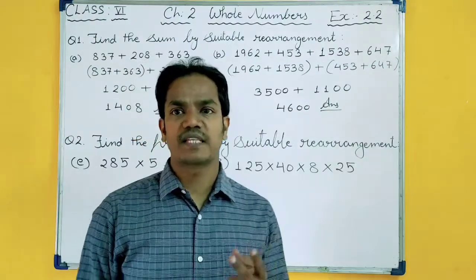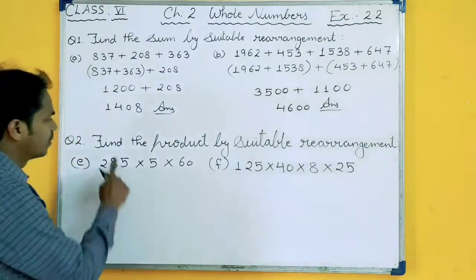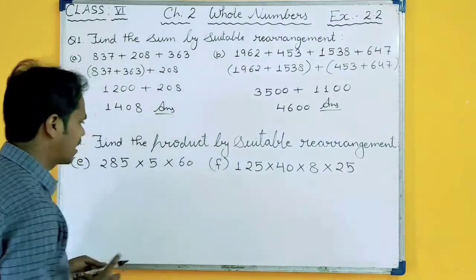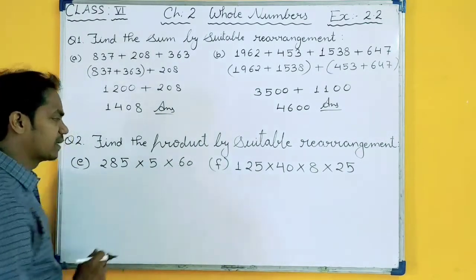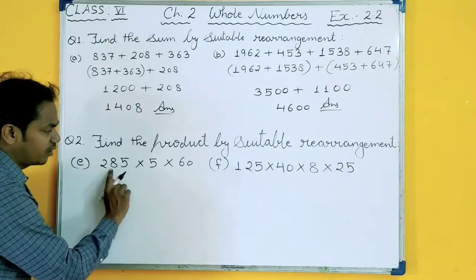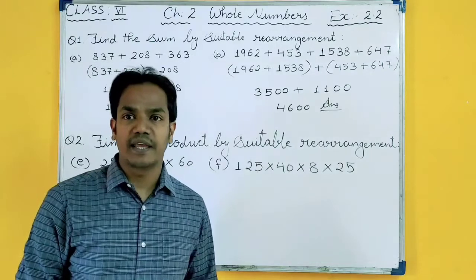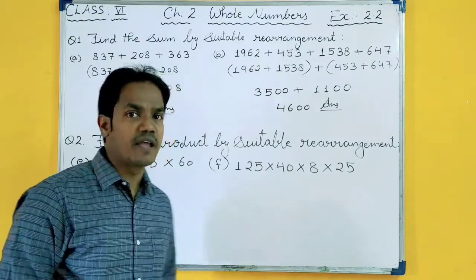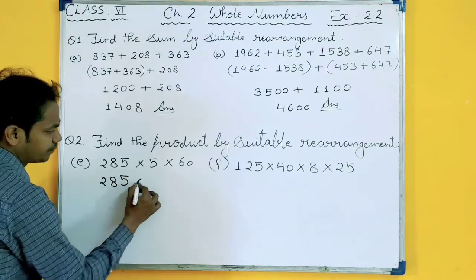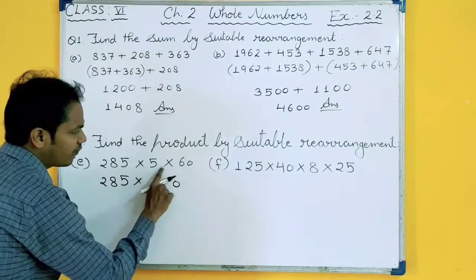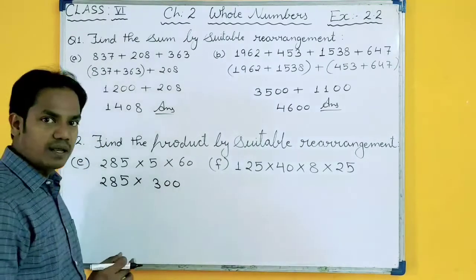Okay students, now I will explain two more questions. Question number E and F of the same question. Find the product by suitable rearrangement. This is 285 multiplied by 5 multiplied by 60. See, if I multiply 285 by 5, 5 5s are 25, at the unit place I am getting 5. So this is not a suitable rearrangement. So I will multiply these two: 5 6s are 30. See, here you are getting 0.